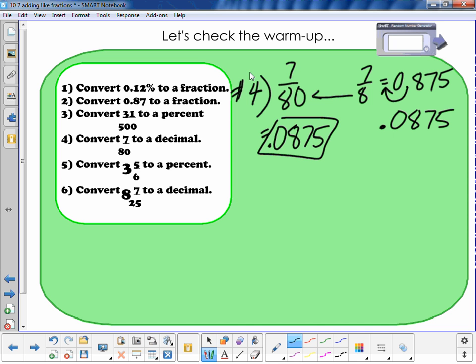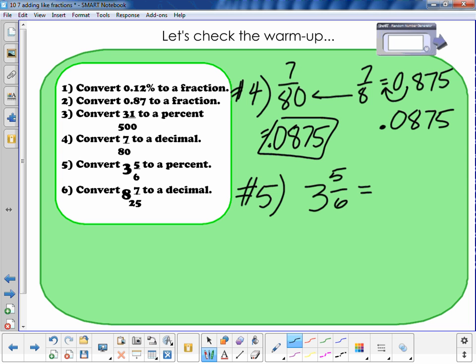Number 5, convert 3 5/6 to a percent. Now, you should notice right away, this mixed number is way greater than 1. So you should expect the percent to be what? Greater than 100. If you don't get a percent greater than 100, you know you did something wrong. Always check for reasonableness in the beginning.